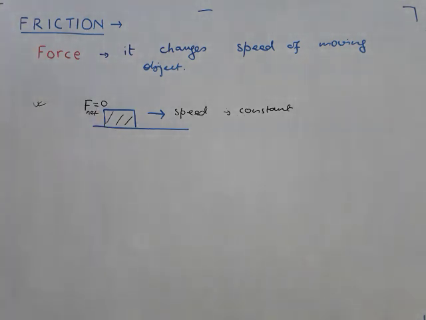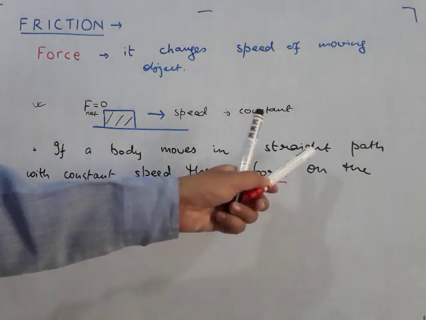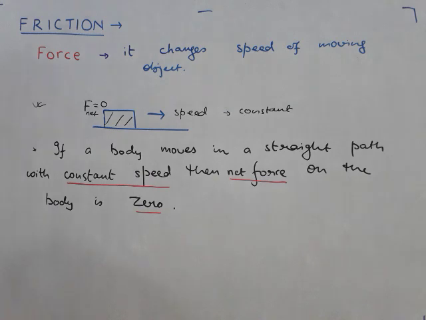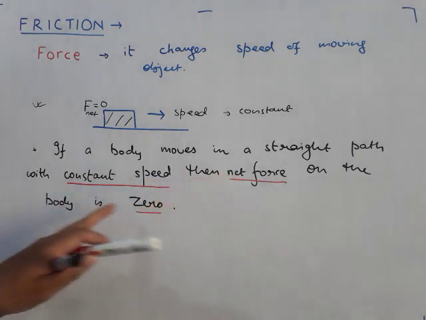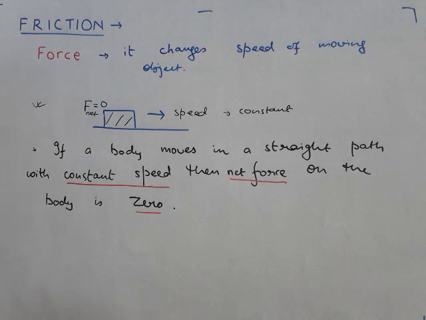Is it clear? So this statement I have written, what I have explained just now, that if there is a body which moves in a straight path with a constant speed, then the net force acting on the body will be how much? It will be 0. The converse is also true. If the net force on the moving body is 0, then it must have a constant speed. Its speed will change only if there is some non-zero net force acting on the body.